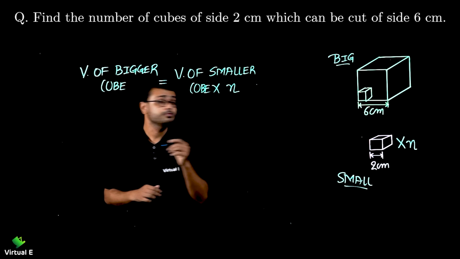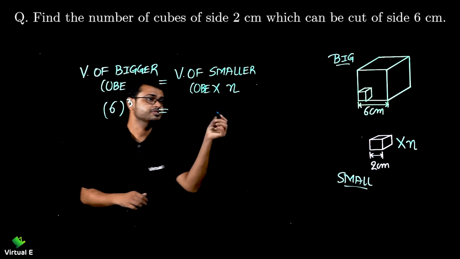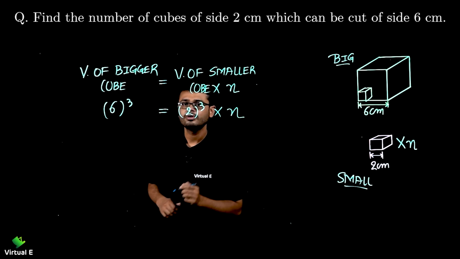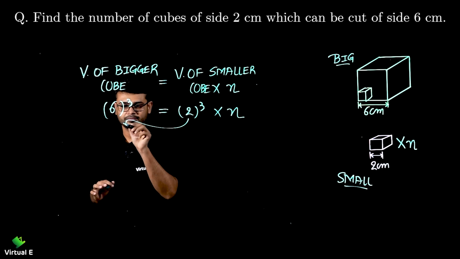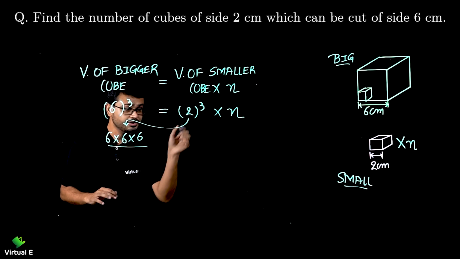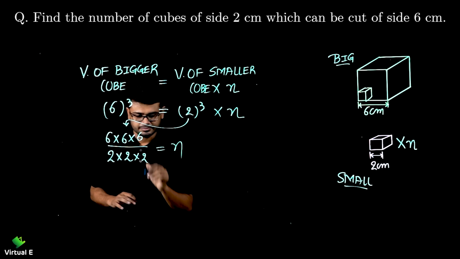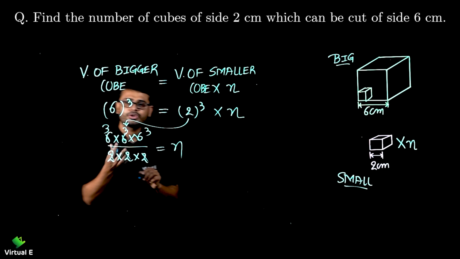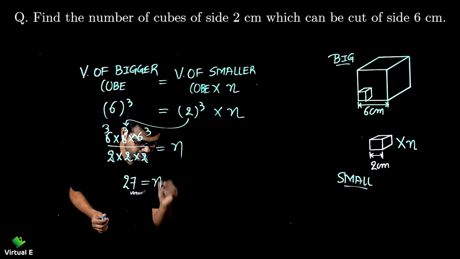Let's substitute the values: volume of bigger cube is 6 cube, volume of smaller cube is 2 cube, into n. Now we want to find the value of n. It is asked how many cubes can we find. So let's take this in the denominator. So 6 cube, I can write 6 into 6 into 6, and here 2 into 2 into 2, is equal to n. So 2, 2, 2 cancel, and we get 3, 3, 3. This is the beauty of it, right? You will get it in terms of a cube only. So 27 is equal to n.